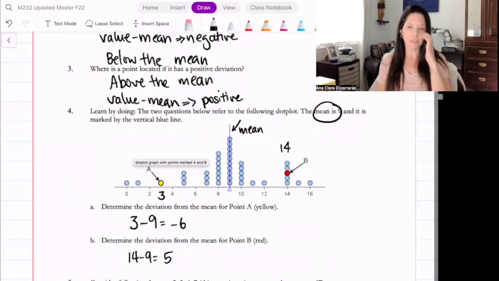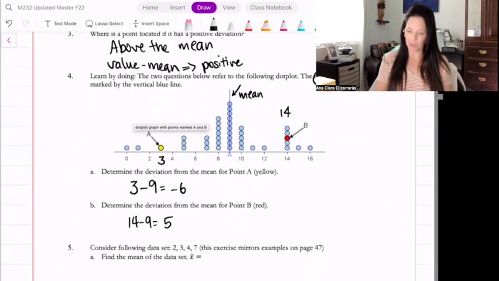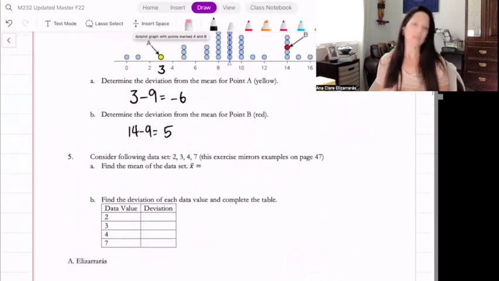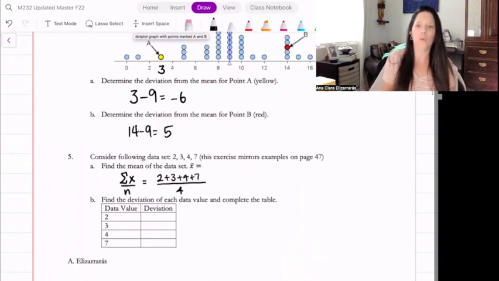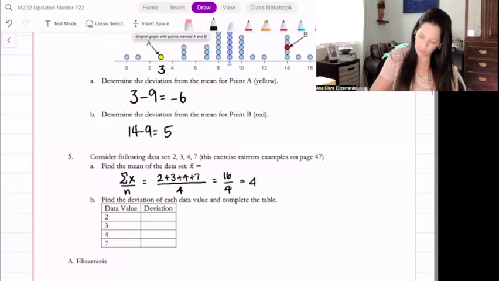We have the exercise Mirrors problem from page 47 of OLI that we're going to work on. We have a data set. The data set has the numbers 2, 3, 4, and 7, and we're asked to calculate the mean. Remember, to find the mean, we add all of the numbers and divide by however many numbers there are in our data set. That's found by taking the sum of all of the x values divided by the sample size, which is 2 plus 3 plus 4 plus 7, divided by 4 because there's 4 numbers in the data set. That's 16 divided by 4, or 4. So the average for this data set is 4.